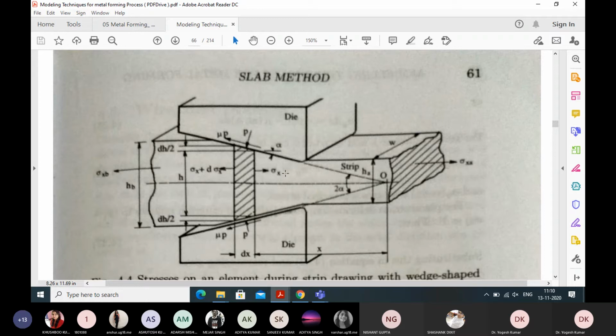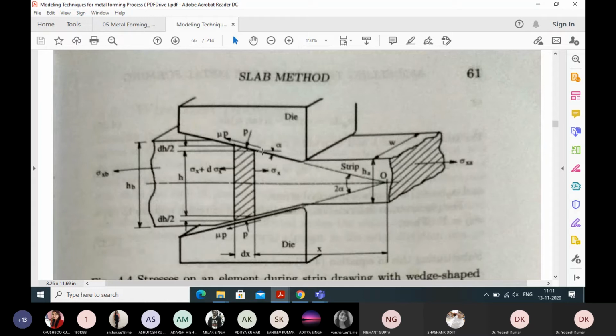The stress on the right hand side in the x direction is sigma x. What are the other stresses that will be acting on this strip? That will be the pressure force P and the frictional force mu P. Since the material is moving from left hand side to right hand side, the frictional force will be in this direction, to the left hand side.